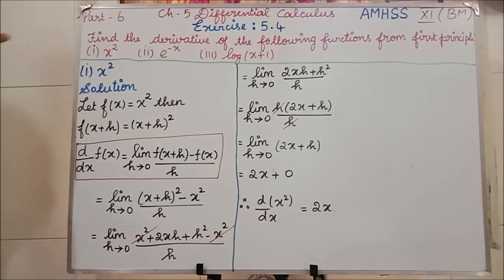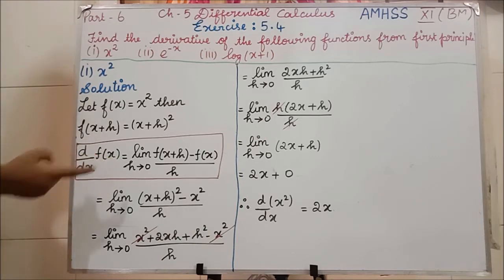Now we'll start. First subdivision, x square. Solution. Before entering into the solution, first recall what the first principle formula is. You can say dy by dx, or else you can say f dash of x. F dash of x we can also write as d by dx of f of x. This d means differentiation, differentiation with respect to x.